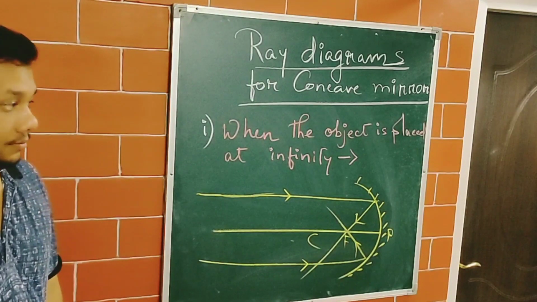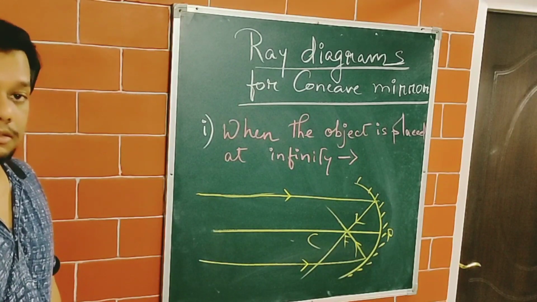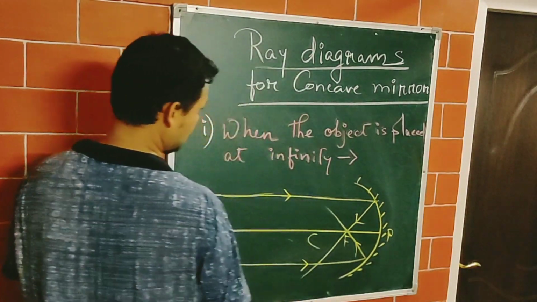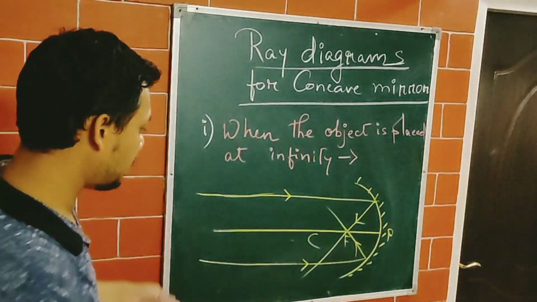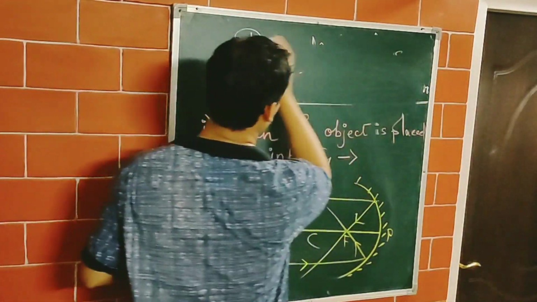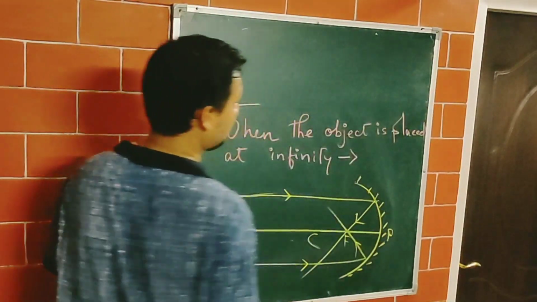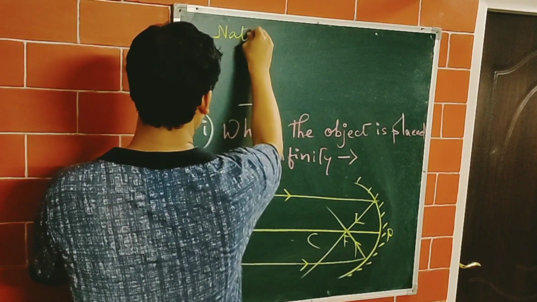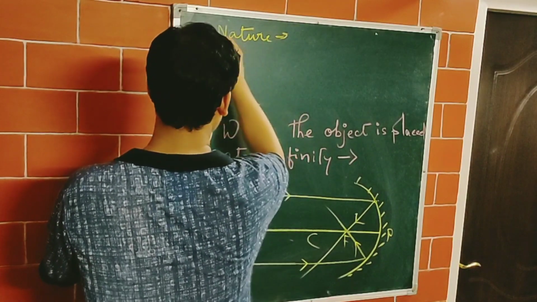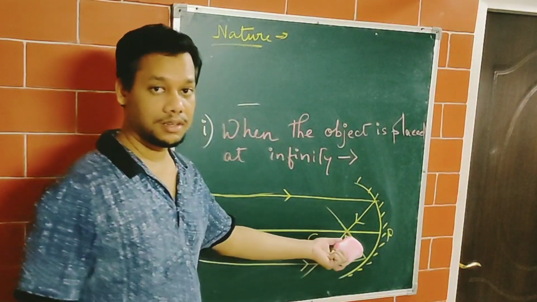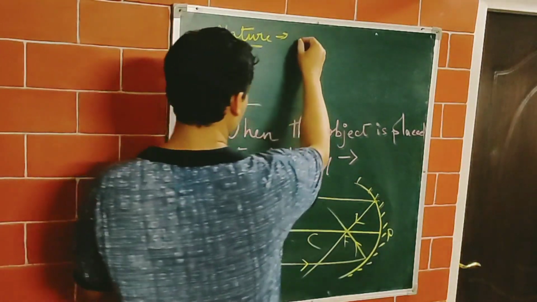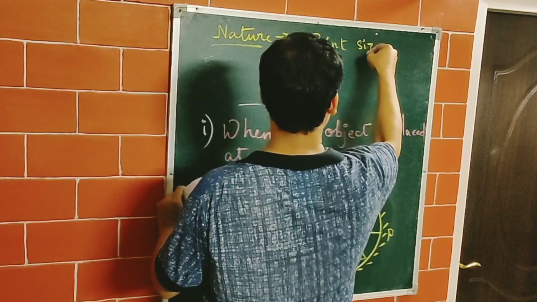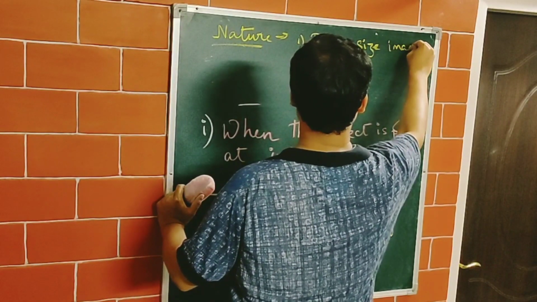So, what is the nature of this image? The nature of the image, I will write here. I have no space, it's a very small board I'm teaching on. What is the size of the image? It's a point size image. Number 1, point size image.